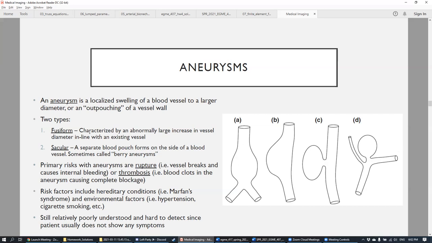And then the other type of aneurysm, which is this outpouching type, is called a saccular aneurysm because it's literally just like a sac that forms on the outside. These are also called berry aneurysms, and these are most common in your brain, which we'll talk about in a bit.